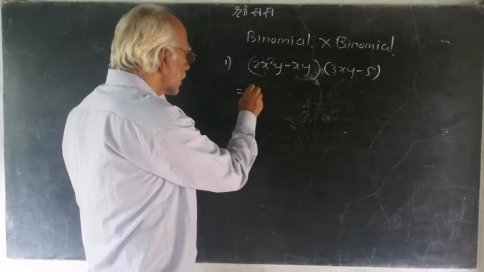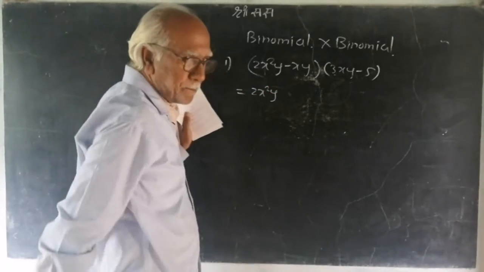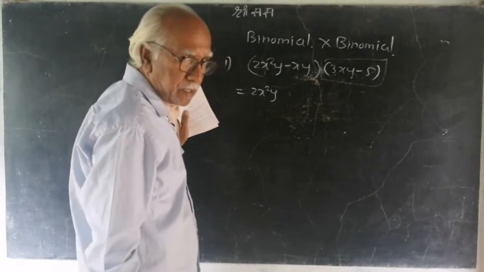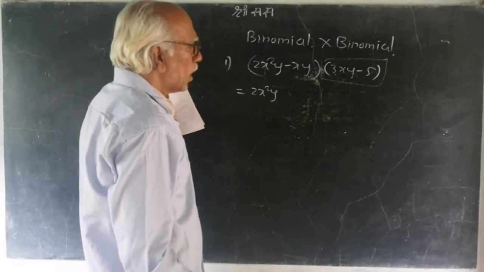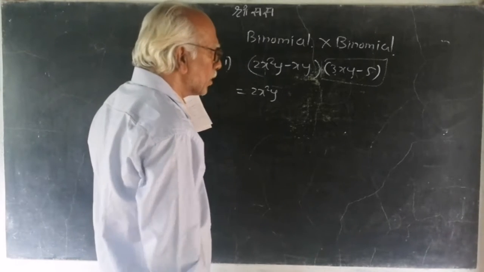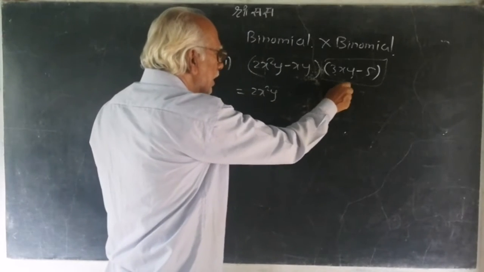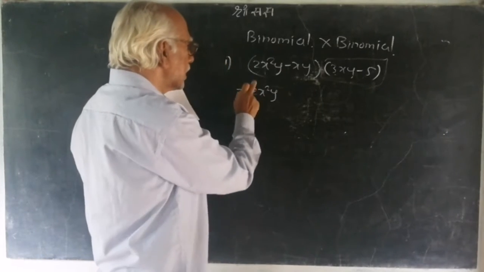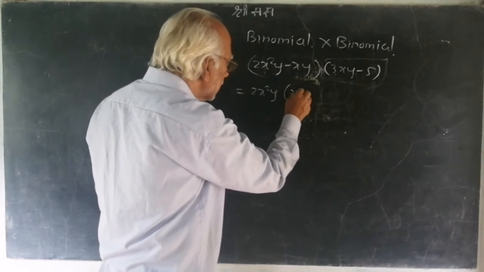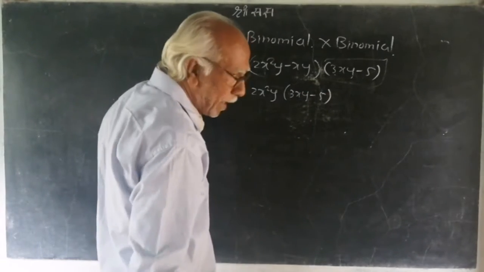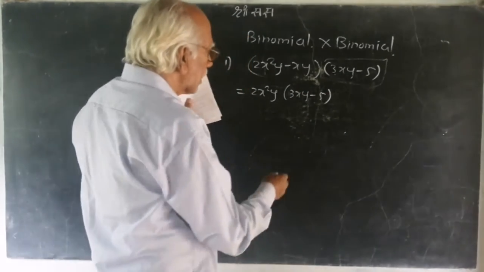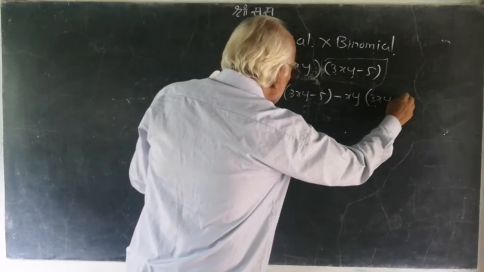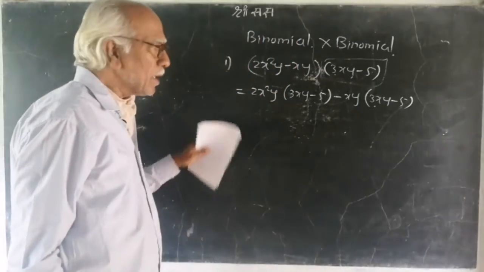So here what is the first term? It is 2x square y. We are multiplying this entire term, or you can assume it in this particular fashion also. We can assume it as x, so this into x, this into something like that. So here it is 2x square y into bracket 3xy minus 5, and then the second one, minus of xy into bracket 3xy minus 5.